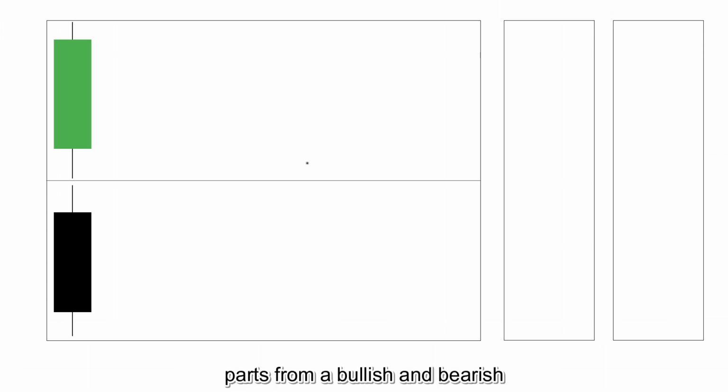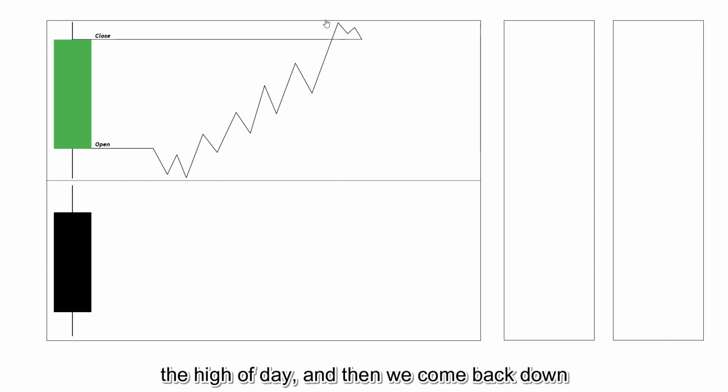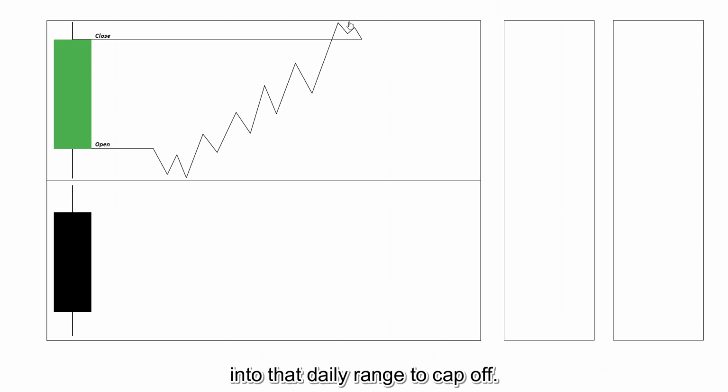The candlestick that we're going to break down is the daily candlestick, specifically the anatomy of the daily candlestick. The daily candlestick is comprised of 4 parts from a bullish and bearish perspective. The bullish perspective is the open, low, high, and close. This is when the marketplace opens up, creates that low of day, followed by a strong shift higher, creating the high of day, and then we come back down into that daily range to cap off.